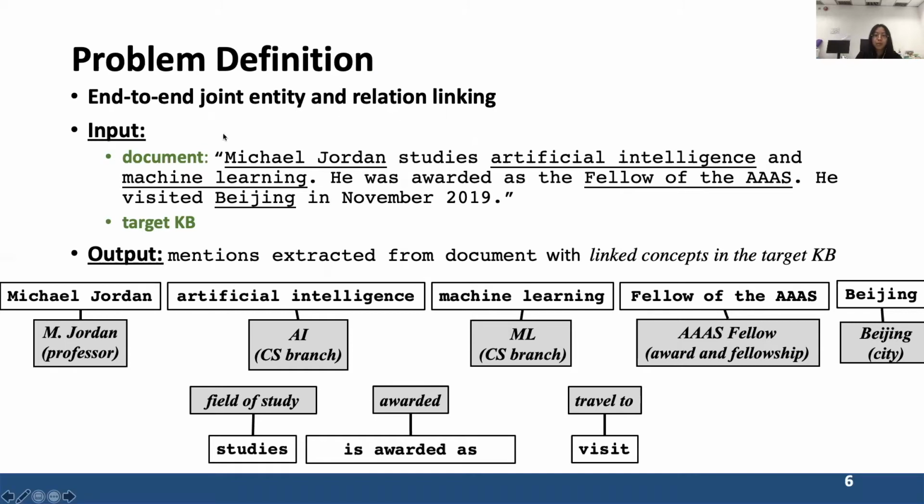In this problem, the input is a document as well as a target KB, while the output is phrases extracted from the documents with linked concepts in the target KB. In the example, given the document, our goal is to output the noun phrases such as Michael Jordan and the linked entity Professor M. Jordan, and the relational phrases such as studies and the linked predicate field of study.